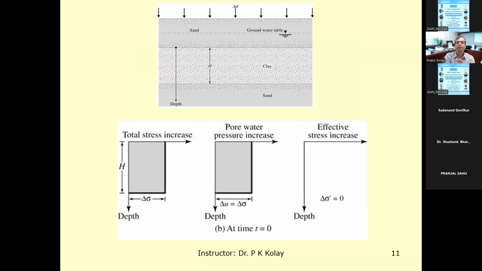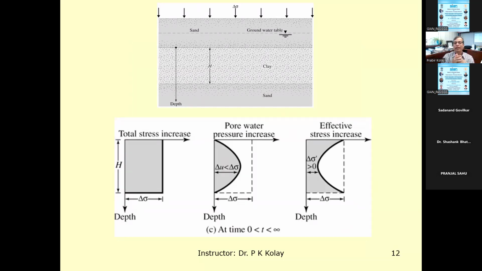Again, this is what is happening with time. Initially, at time equal to zero, all the load is taken by the pore water, and then with time, the pore water is gone. The effective stress is equal to zero at time equal to zero. Then basically, the clay layer is sandwiched between two sand layers. Load is coming. So the total stress is constant, the water pressure is decreasing, and the effective stress is total stress minus water pressure. It looks like this.